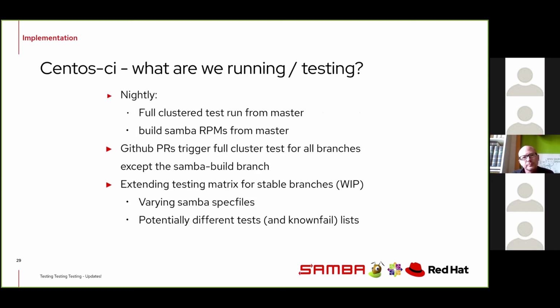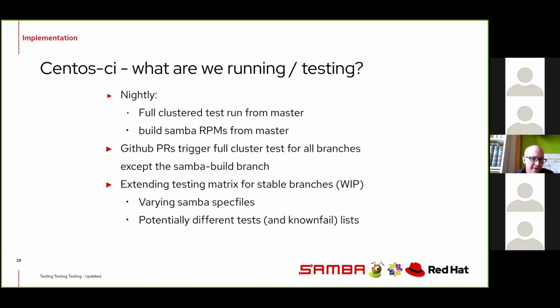Next slide. Yeah, so we only have a couple of minutes left, so we'll go fast here. The CentOS CI infrastructure, what does it really do? For us in that branch, it rolls out these builds. Every night we have the full set of Samba RPMs built based on the master branch. We have this full test coverage for the clustering test every night. Every GitHub pull request triggers a full test cluster.